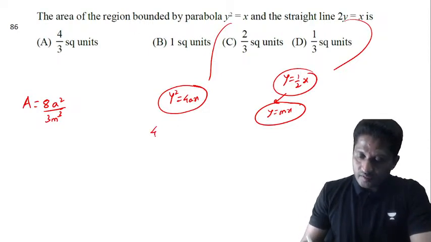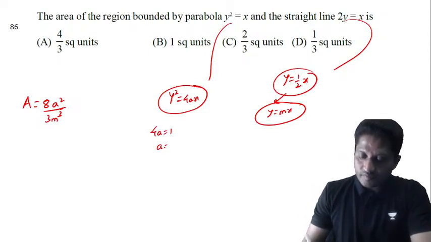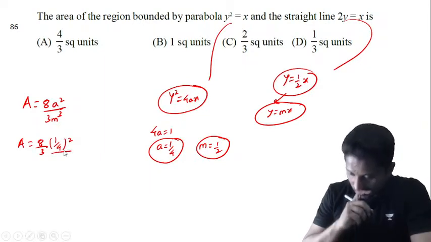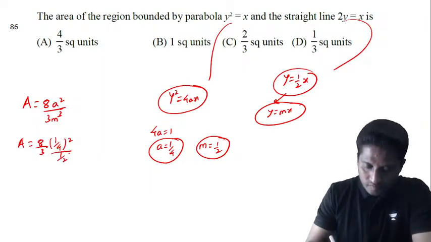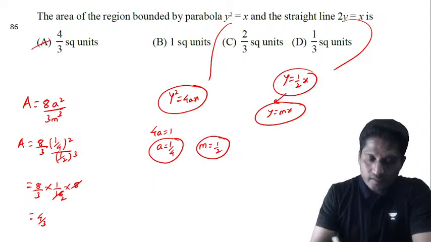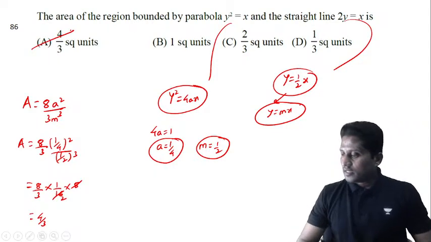4a is equal to 1, a equal to 1 by 4, and m is equal to half. Area is equal to 8 by 3 into 1 by 4 the whole square divided by m cube, that is 1 by 2 the whole cube. 8 by 3 into this is 1 by 16, this is 8. This will cancel 2 times. Answer is 4 by 3. 86. Answer is option A.